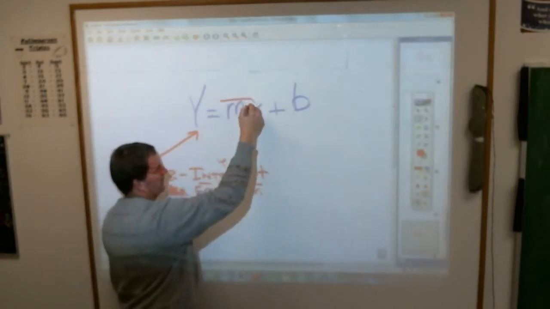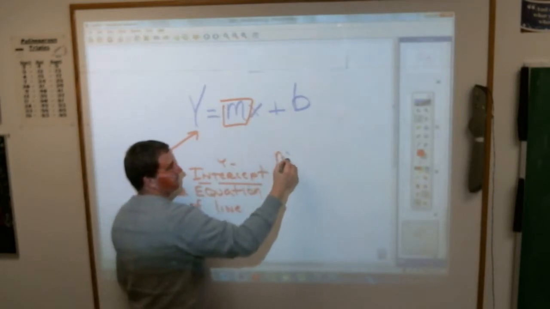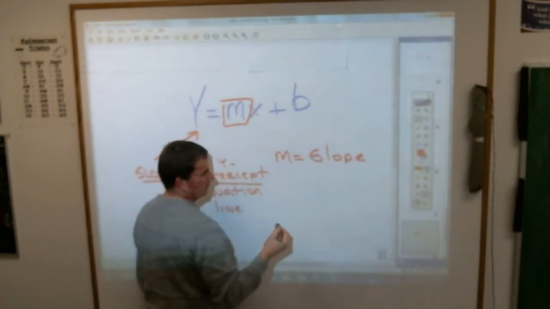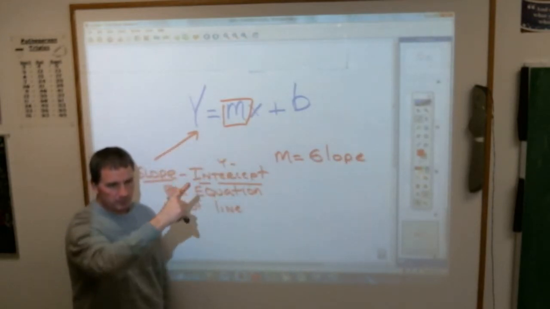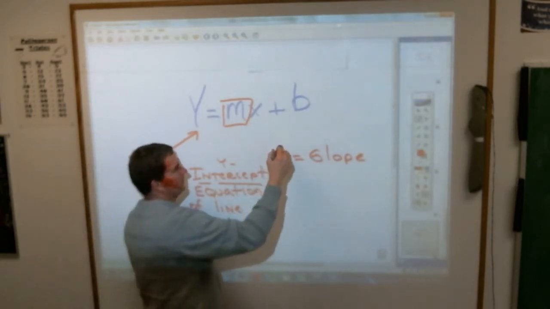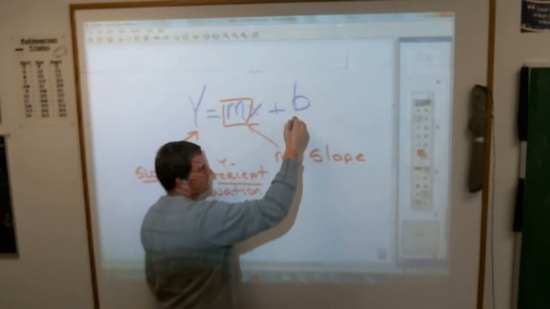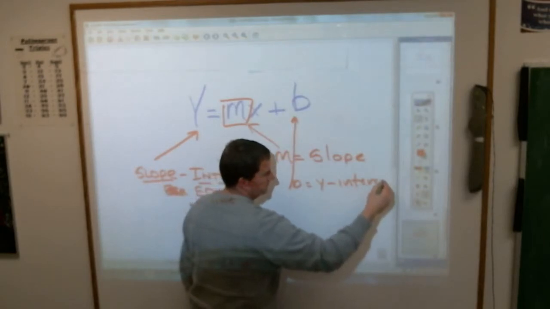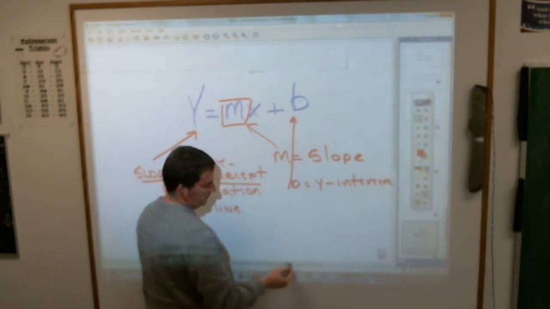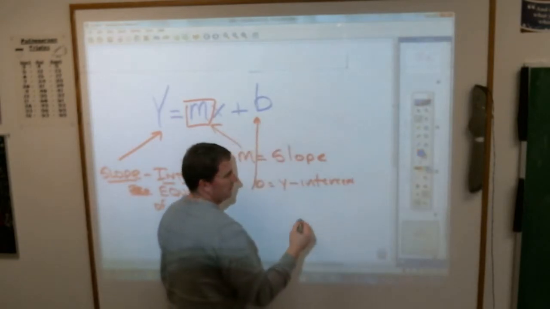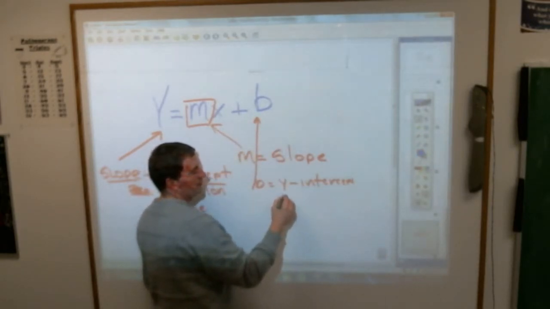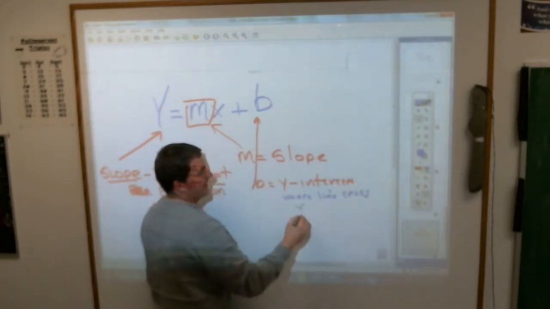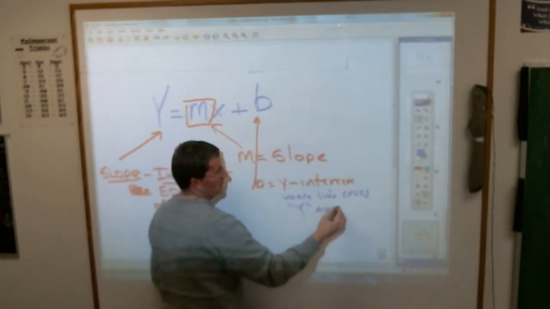This number right here, the letter m, is the slope of the line. We've done slope, have we not? Draw triangles coming up and over? Yeah. Okay. The letter b is what we call the y-intercept. If you had to guess what intercept means, what does y-intercept mean? It is where the line crosses the y-axis. Where a line crosses the y-axis, not the x, the y-axis.